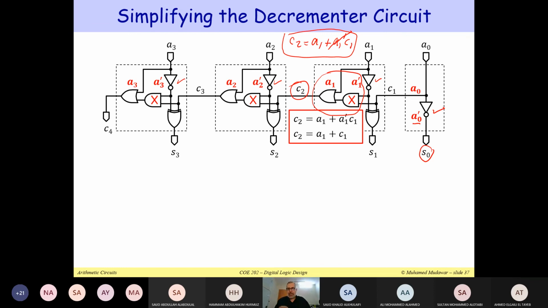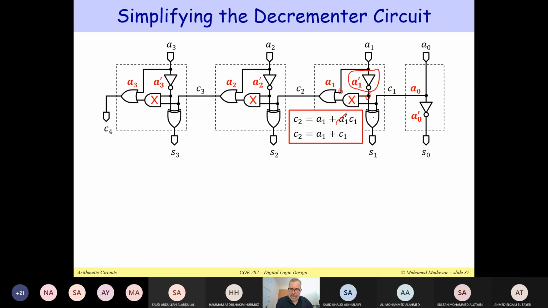Let me clean up my ink. Using the properties of Boolean algebra, because this is A1 prime and this is A1, we were able to get rid of the A1 prime and the AND gate. Not only for A1 prime, but also for A2 prime and A3 prime. All these AND gates we were able to get rid of. So that's really good. Now, here we have an inverter.